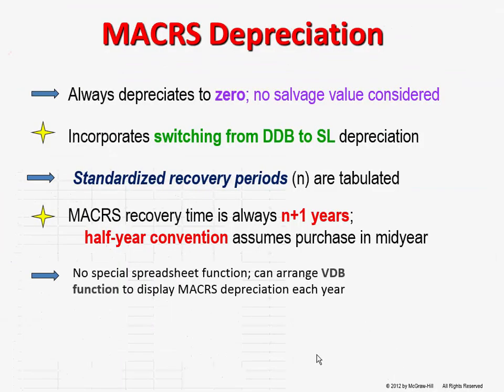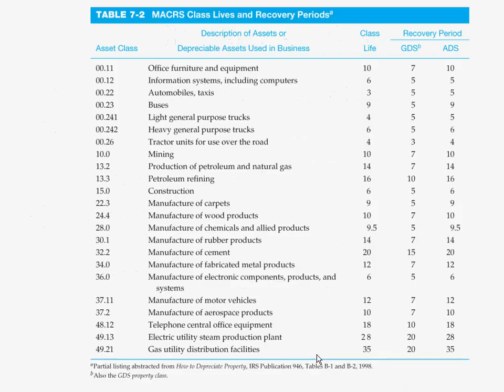The third approach, MACRS, always depreciates to 0. There's no salvage left over. From an accounting perspective, that's good because you get a larger reduction in your income taxes if you're paying them. But the recovery periods are standardized based on the classification of the equipment. And let me show you what a table of that classification looks like.